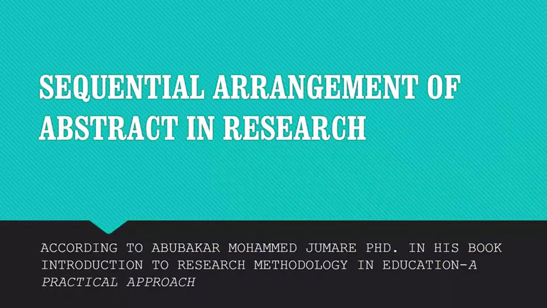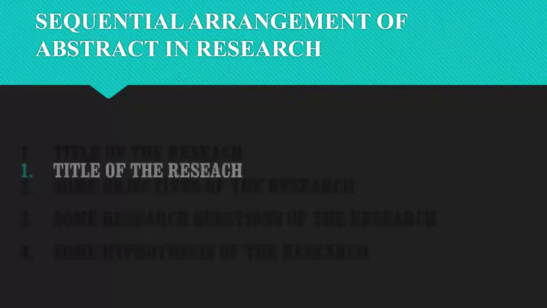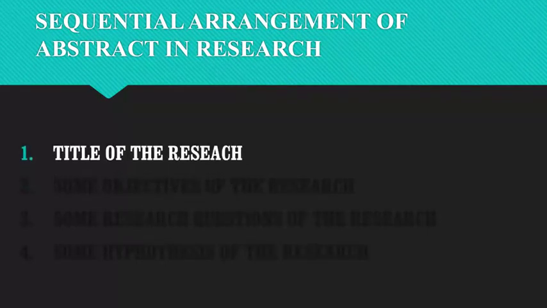According to Abubakar Mohammed Jumari, in his book Introduction to Research Methodology in Education: A Practical Approach, he made some sequence which an abstract is supposed to follow. Number one, the first thing in the sequence is the title of the research. Every research has its own title. So the abstract is expected to capture the title. That is the first thing you are going to write on the abstract.